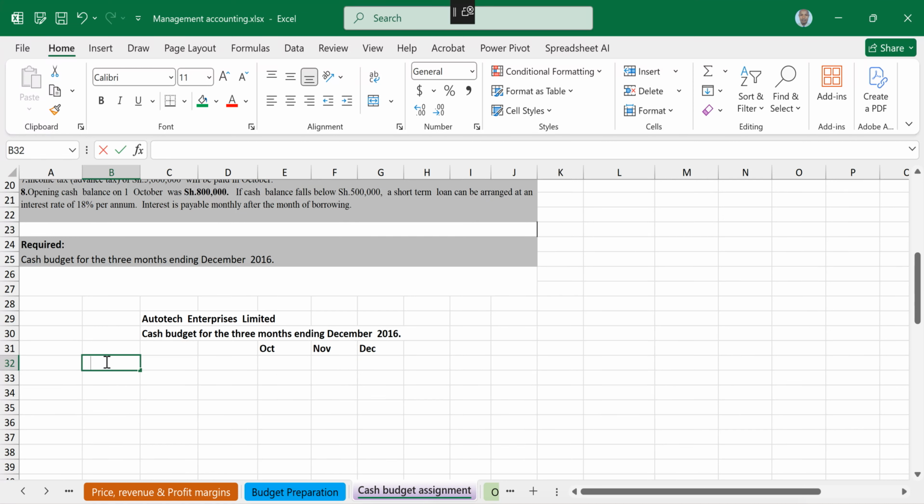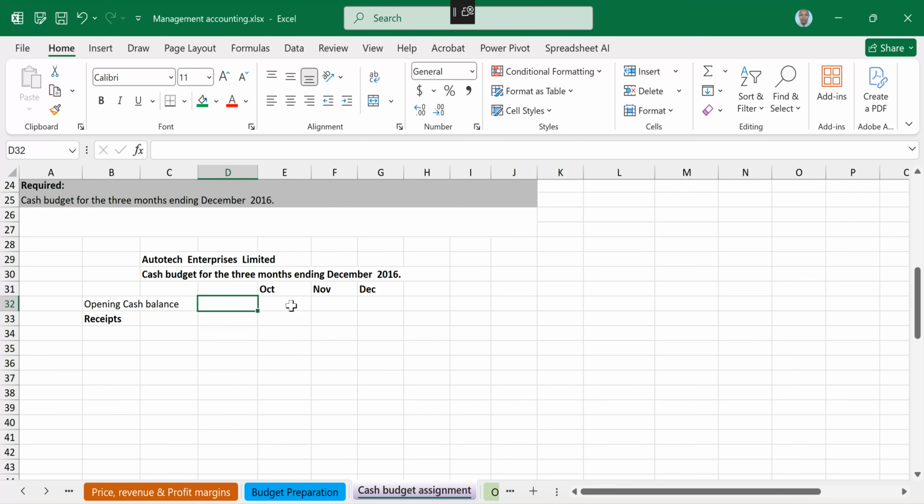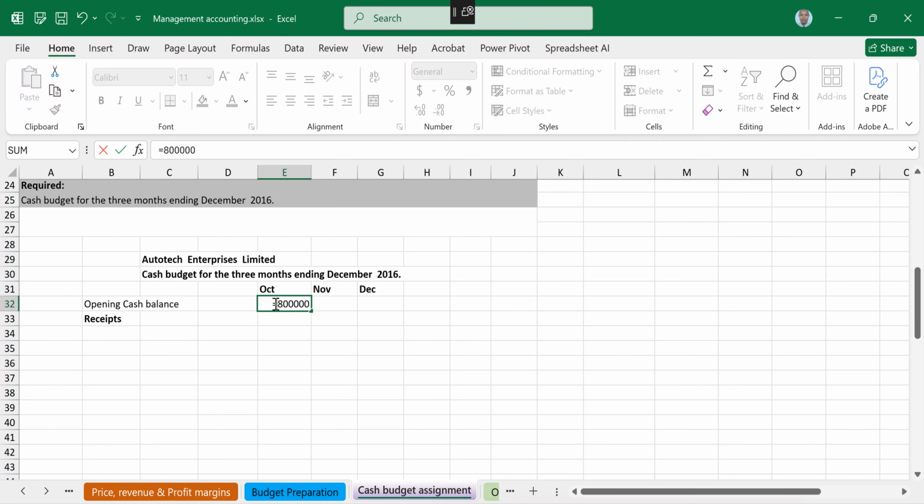You start with the opening cash balance, then receipts. Now, opening cash balance is number 8. Opening cash balance on October was 800, so this is 800,000. They talked of 800,000. Equal sign, then 800,000.